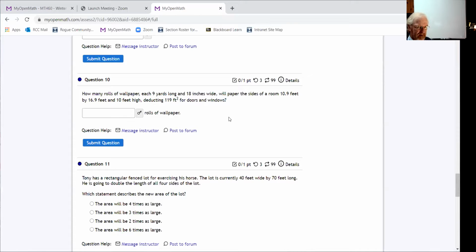How many rolls? It's kind of like if I was painting a room, you know, figure out your surface area, and a gallon of paint will cover 400 square feet. You got to divide by that 400 to figure out how many gallons. Well, that's what this is about. How many rolls?